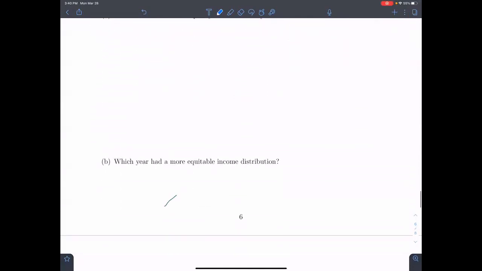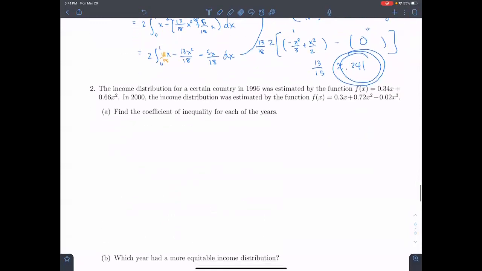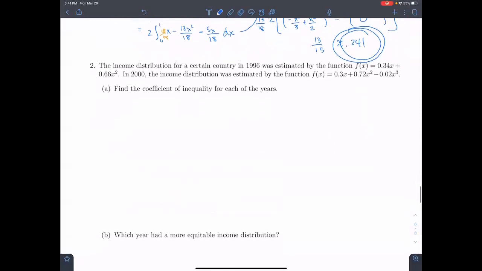Last and not least. So we have the income distribution for a certain country in 1996 was estimated by this function f of x. In 2000, the income distribution was estimated by a different function. Find the coefficient of inequality for each of the years. So let's split this up into 1996 and 2000. So in 1996, we're going to do 2 times the integral from 0 to 1 of x minus f of x dx.